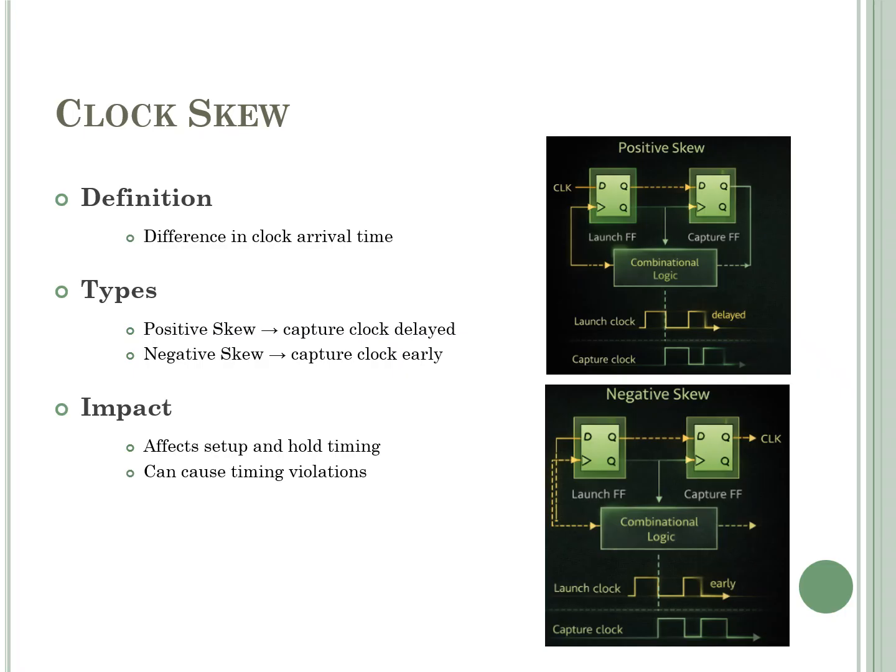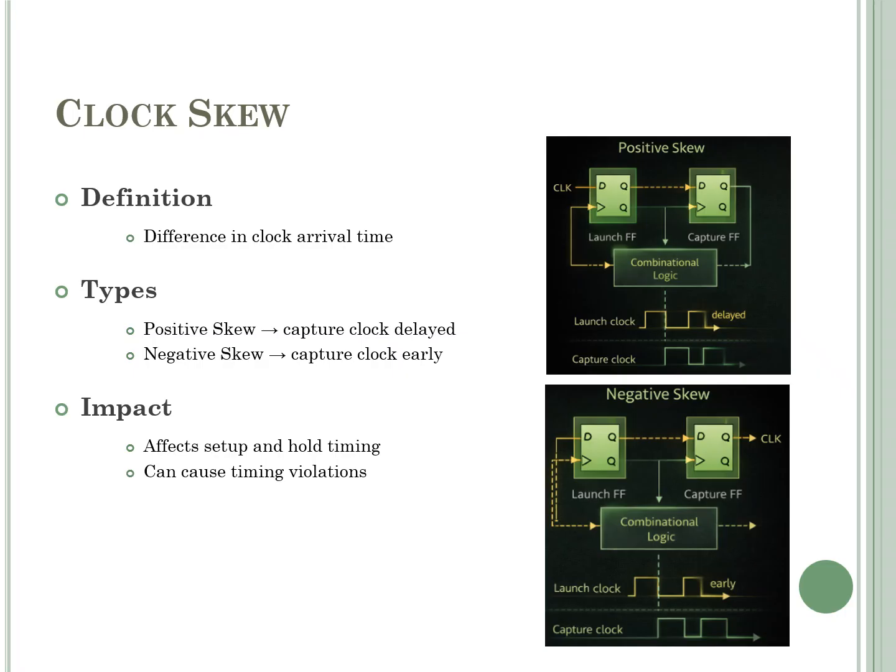It gives more time for data to arrive, which helps setup timing. Second is negative clock skew. The capture clock arrives earlier than the launch clock. Capture flip-flops get the clock early. Its effect is that it reduces the time for data to arrive and can cause a setup violation. Clock skew directly affects the timing constraints.